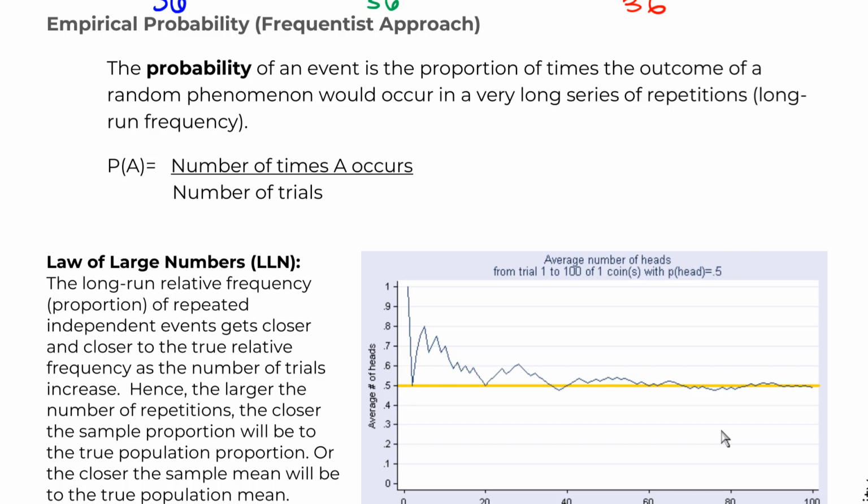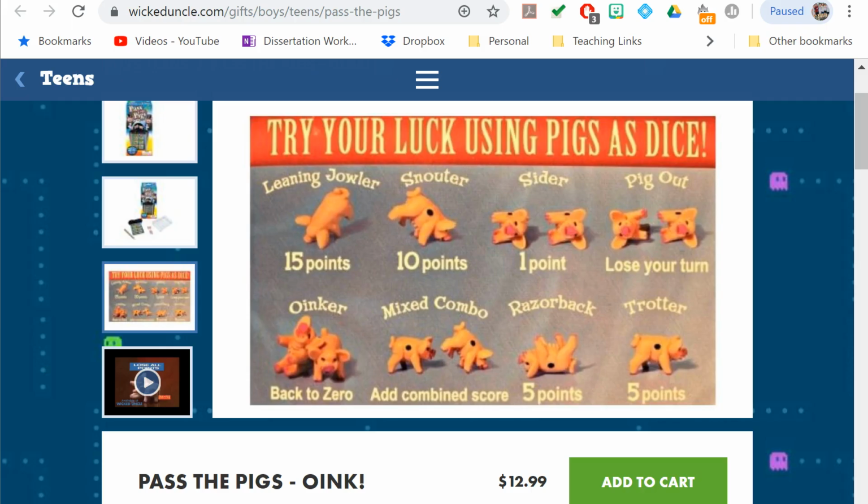So let's say we're playing a game like Pass the Pigs, which, if you haven't played it, is a game where you literally throw little pig dice. If you're throwing pig dice, there's a bunch of different ways that they can land. So just to show you, pigs can land on their nose and ear, on their snout alone with their front legs, on their sides, if they're touching, on their back, or on their feet, and you can see there are different points associated with each of those things.